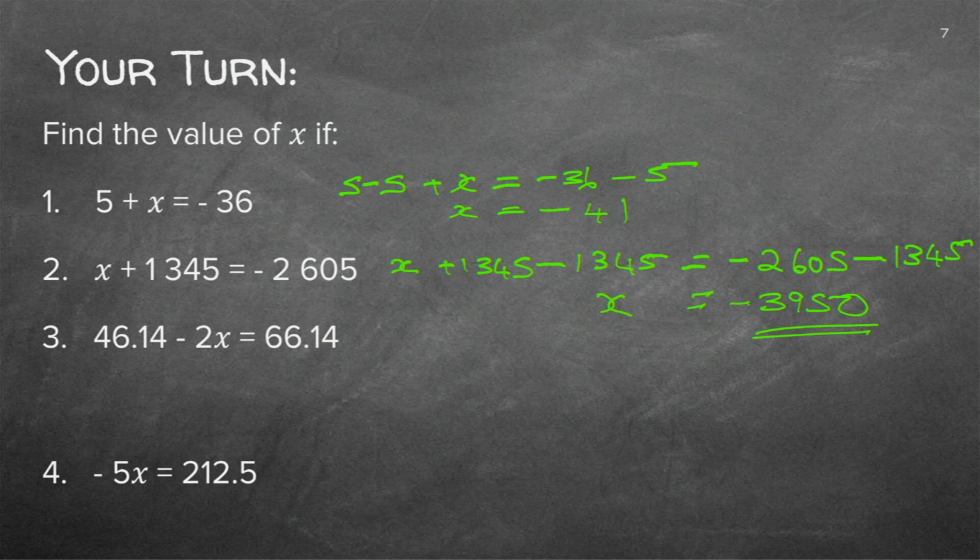Okay. The next one, 46.14 minus 2x equals 66.14. So it's just in decimal fractions. It's the same thing. So we're not going to be scared of this, right? So we're going to say 46.14 minus 46.14 minus 2x equals 66.14 minus 46.14. And so minus 2x equals 20.